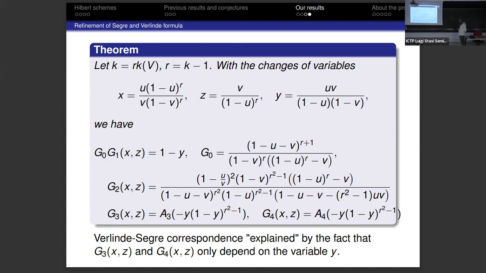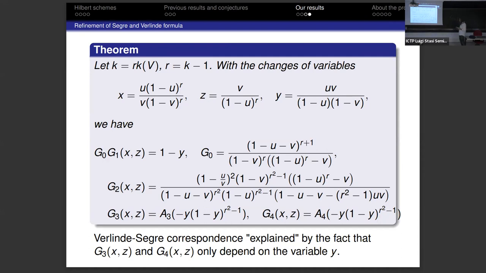G0, and therefore G1, can be expressed in terms of y. It's this, and then you can compute what G1 is. So some rational function in u and v. G2 is also a rational function in u and v, which is a bit more complicated, I mean, to say it mildly. And then, however, G3 and G4, which are the most difficult ones in general, again only depend on y. And in fact, they are the functions we already know.